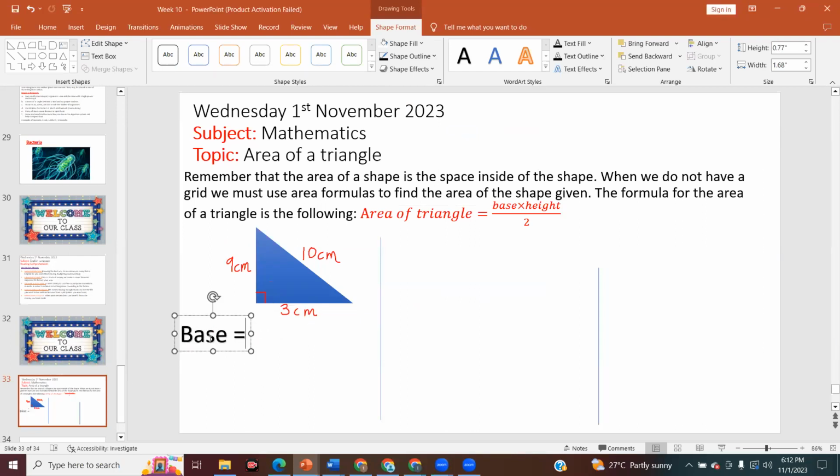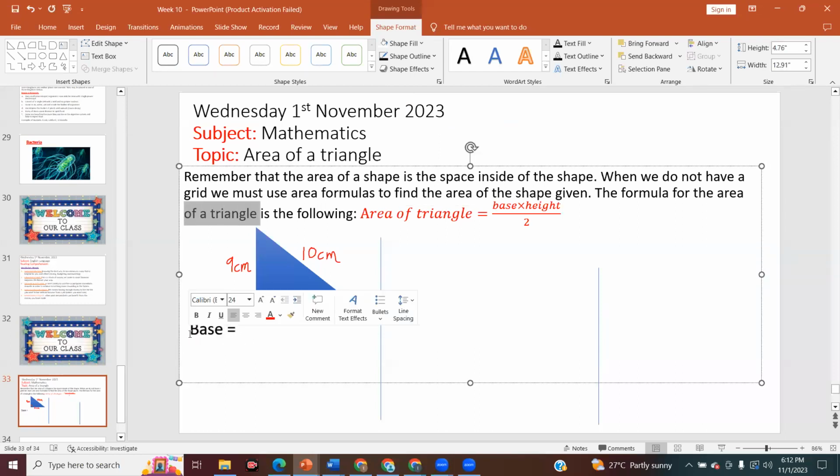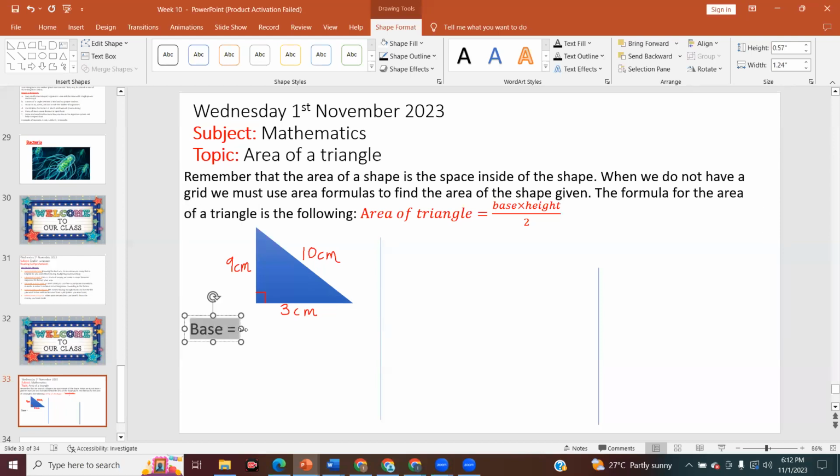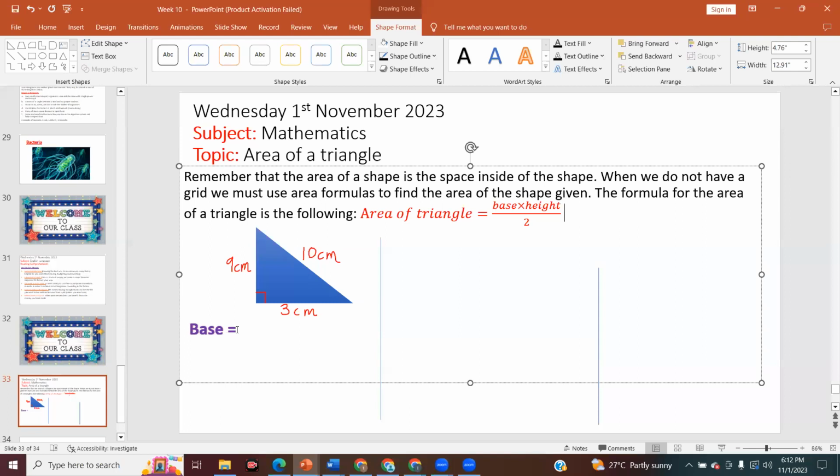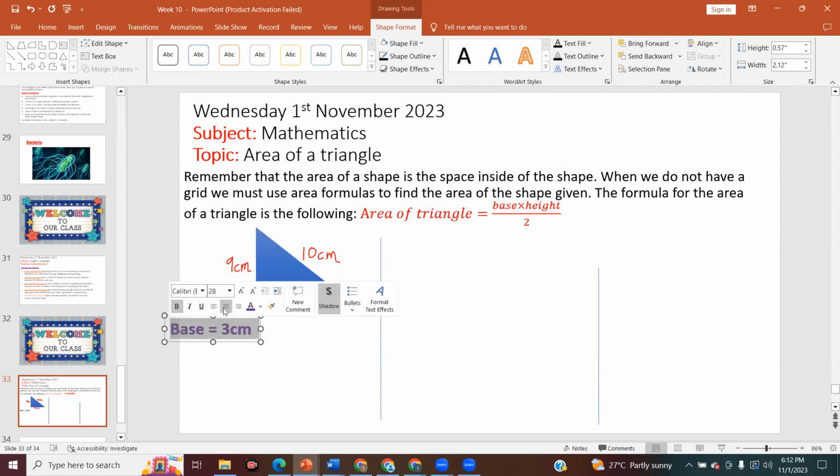So the base is the bottom, right? That's the part where the triangle sits on. That's the bottom. So the base is here. And we can say that the base is, let's use a nice color, let's say purple. The base is 3 centimeters.